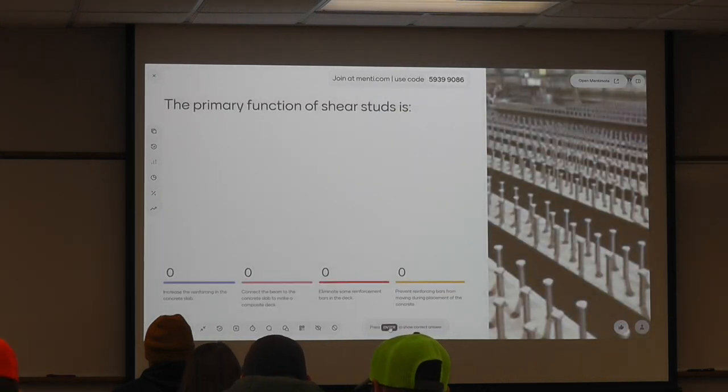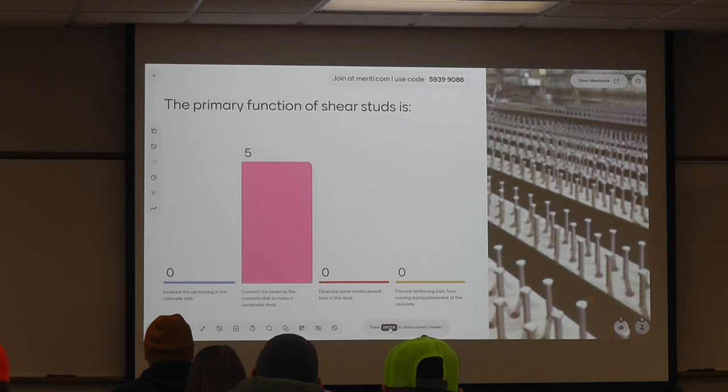Primary function of a shear stud is to increase the reinforcement in the concrete slab, connect the beam to the concrete slab to make a composite deck, eliminate some of the reinforcement bars needed in the deck, or prevent the reinforcing bars from moving during concrete placement. So we got a good handle on that, right? It's to make that composite section where the deck and the beam work together. Now, an added benefit of it is we absolutely encourage the reinforcing bars to be tight in some locations so that they're not slipping around as much. But that's not their primary function.